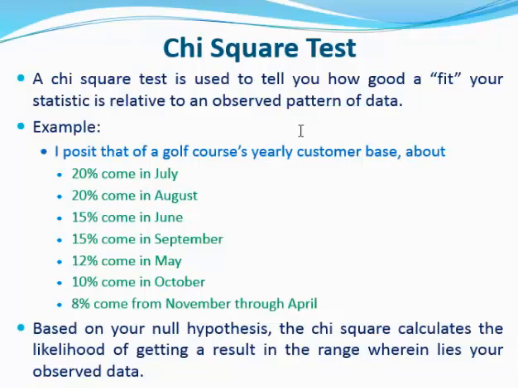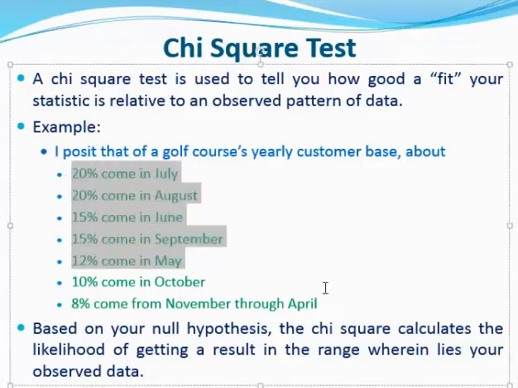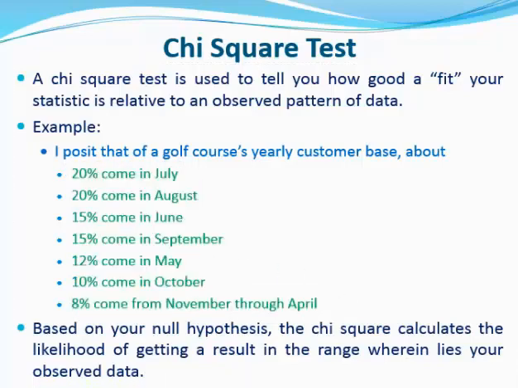I posit, in other words I assert, my null hypothesis, my H0, is that about 20% of a golf course's yearly customer base comes in July, 20% in August, 15% in June, 15% in September, 12% in May, 10% in October, and 8% the rest of the year, for November through April. So my null hypothesis is that this is the breakdown of my customer base.